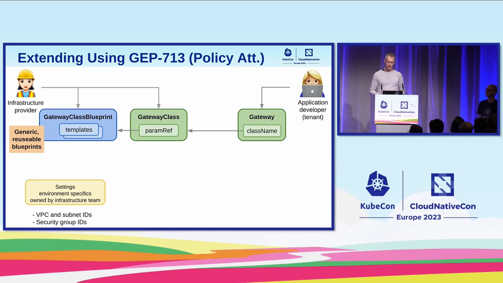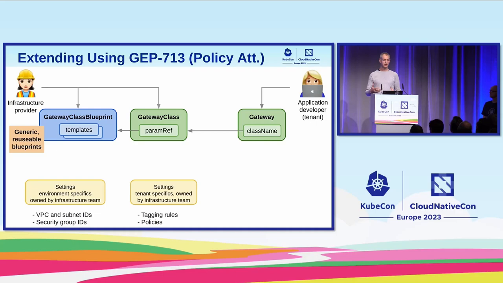Additionally, since this is a platform, the infrastructure provider might also have some contextual configuration that's needed for the application developer here, which we call a tenant. So this could, for example, be tagging rules. It could be that the infrastructure provider says, whenever this tenant creates a load balancer, I want it to be tagged in a specific way so that I can, for example, do cost attribution.